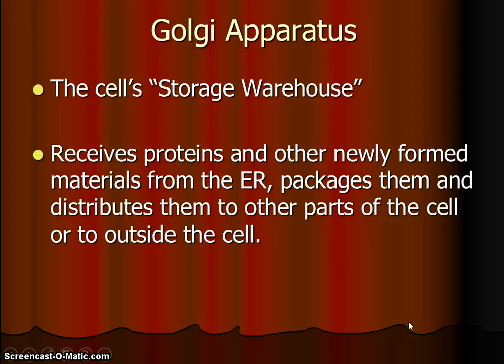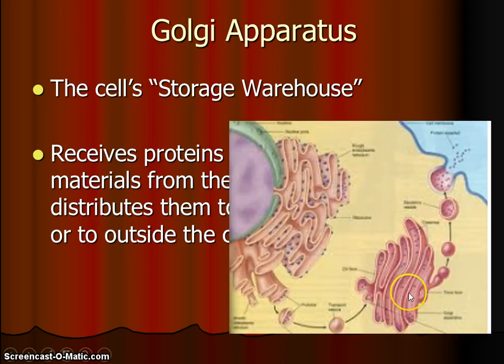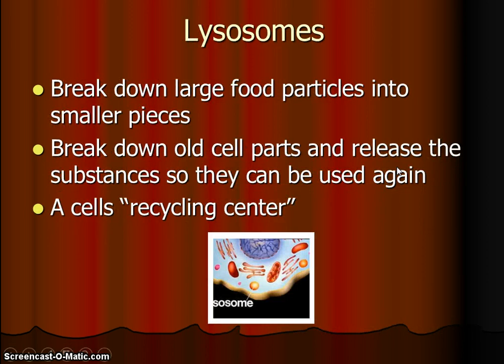Then we have the Golgi apparatus. The Golgi apparatus is the cell's storage warehouse. Okay, it takes in proteins and other newly formed materials from the ER, and it packages them and distributes them to other parts of the cell, or even outside of the cell. The pink here is the Golgi apparatus, or also known as Golgi body. Okay, this is where the ER is sending the substances that it made to be stored and then distributed throughout the cell as the nucleus directs it to send.